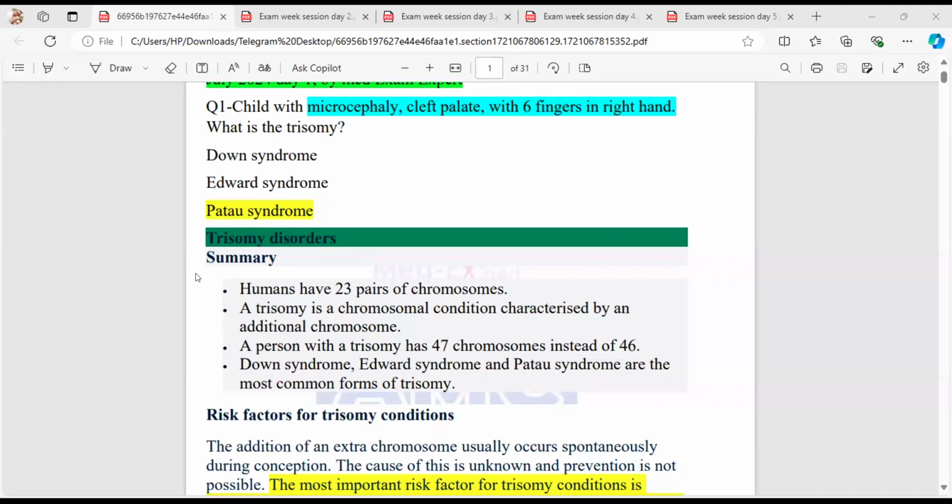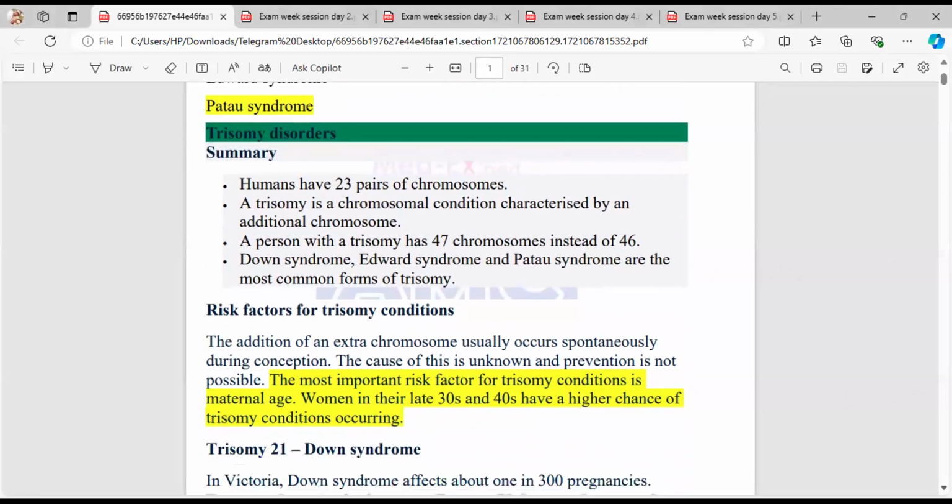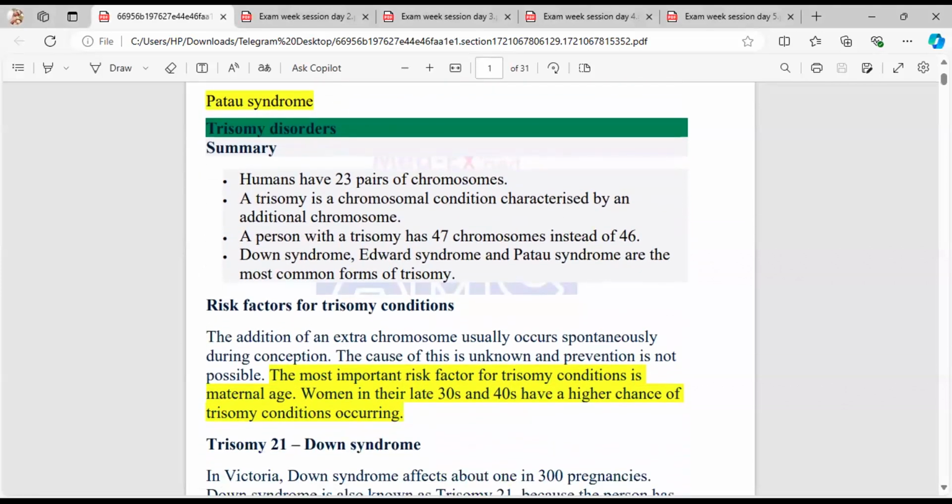So let's read our explanation. In this way, in exam week, we solve our questions. Our sessions will be helpful for you because we provide the recalls as well with the explanation. I am not saying that I will give you the 100% right answer, because only the AMC knows the 100% right answer, not other doctors.